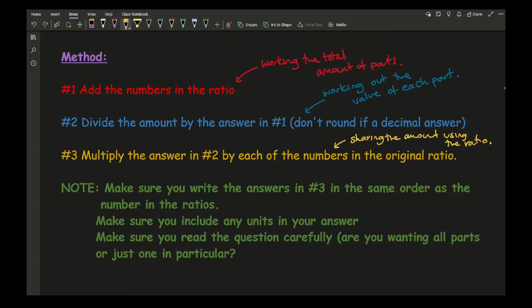And the last thing is make sure you read the question carefully, because some questions might be worded very, very similarly. However, in some questions it might ask you to work out all the parts, or in some other questions it might ask you to work out one case in particular, or maybe work out the difference between the largest amount or the smallest amount.